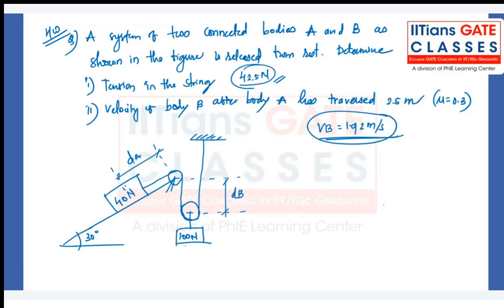Just a little bit different arrangement. The problem is more or less the same. Mu is equal to 0.3. Yeah, I think it's already given to you. Mu is equal to 0.3. Okay, I hope you will be able to solve it. Let me check any other question before we jump into the work energy principle problems.